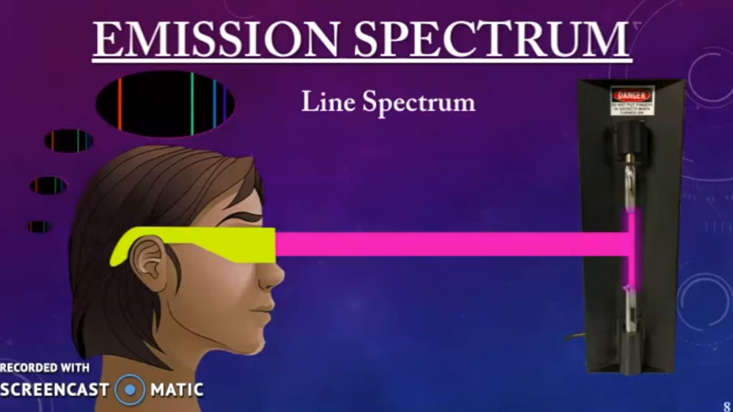Now, this is called a line spectrum, and you can kind of see why it's called a line spectrum, because it shows the various lines. Now, this line spectrum happens to be good for hydrogen.